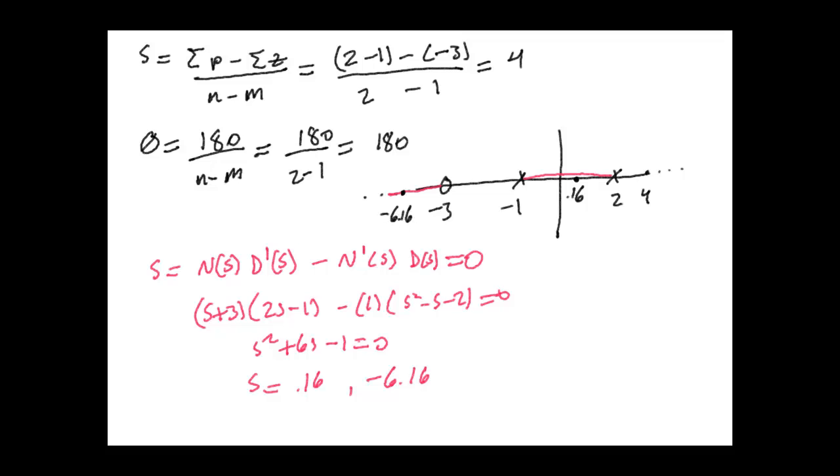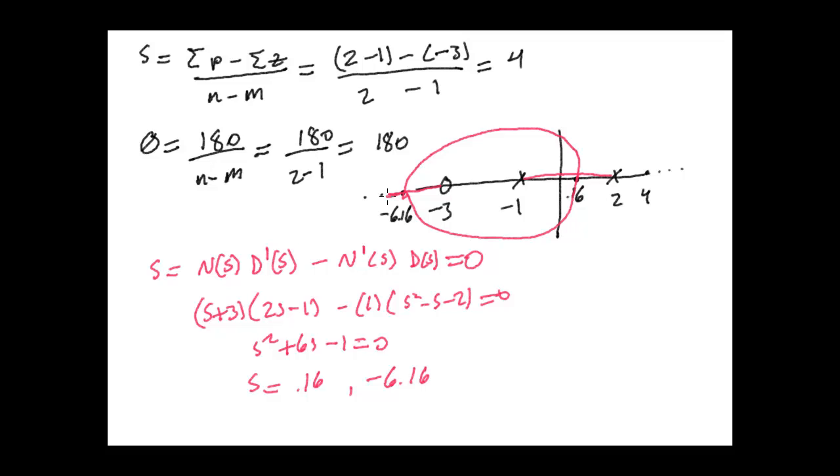So as we said, this pole has to break out and break back in and connect to the 0. So it goes like this. And this pole has to break out and break back in and go to infinity, like this. So this is our root locus. This is what it's going to look like.